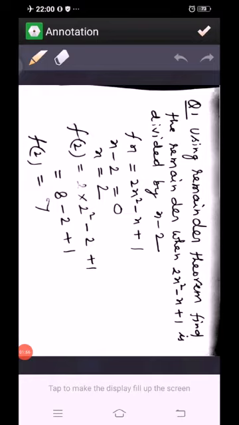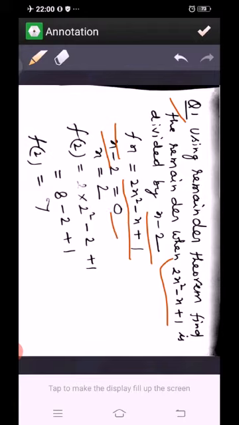Let us see one question. Using remainder theorem, find the remainder when 2x square minus x plus 1 is divided by x minus 2. So this 2x square minus x plus 1 is f(x). f(x) equals 2x square minus x plus 1. It has to be divided by x minus 2, so we say x minus 2 equals 0, therefore x equals 2. Now we have to find the value of f(2). f(2) will be the remainder.